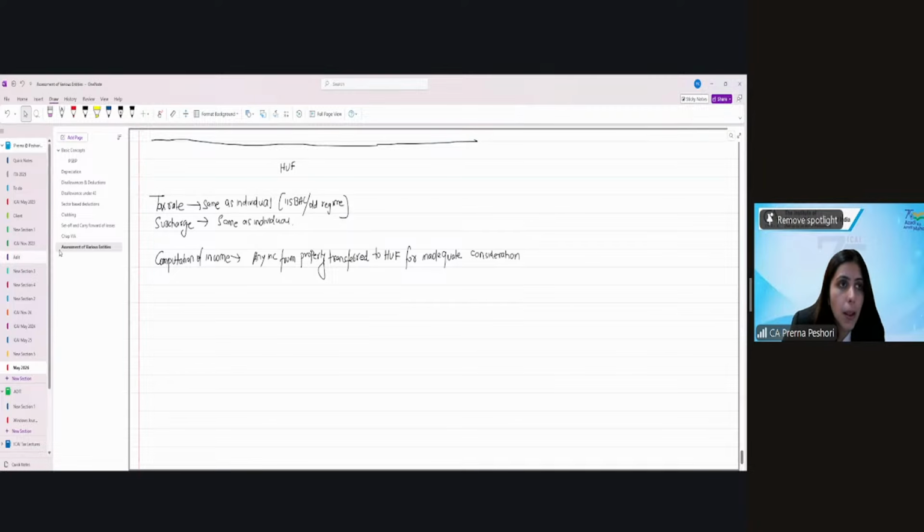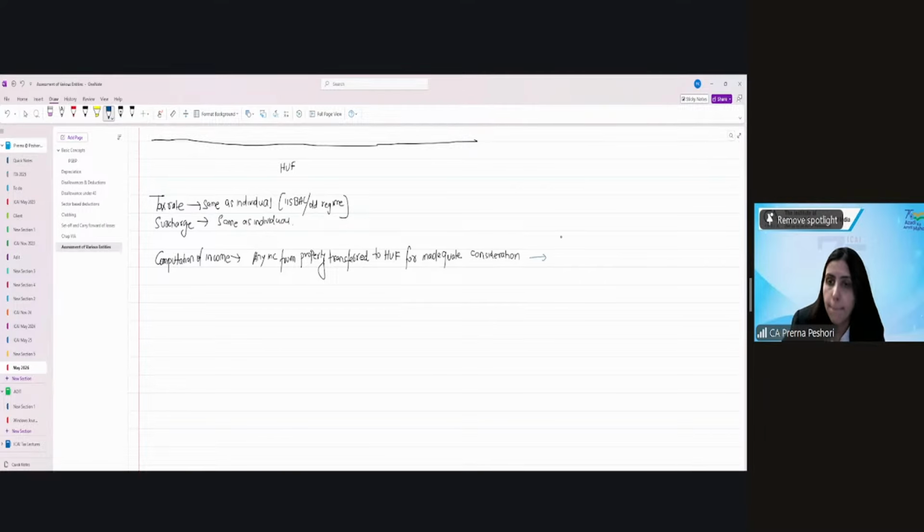So this will be income of member, not of HUF. Fine? Is this clear? Clear, ma'am. Okay. So any income arising to the HUF from the property transferred to the HUF for inadequate consideration, so 64(2) gets attracted, either for him or for the benefit of the spouse. Yes. Fine, you recollect this. Okay.